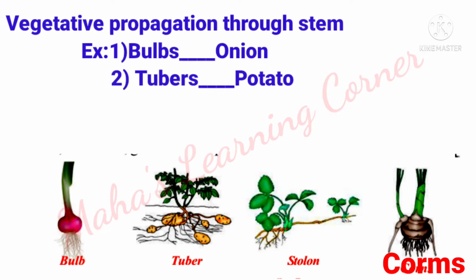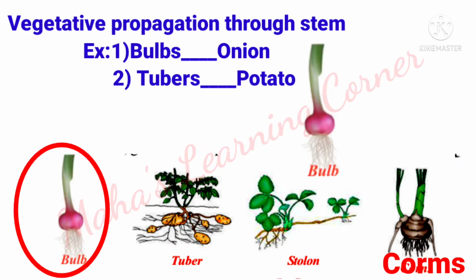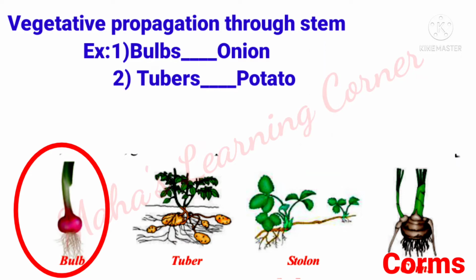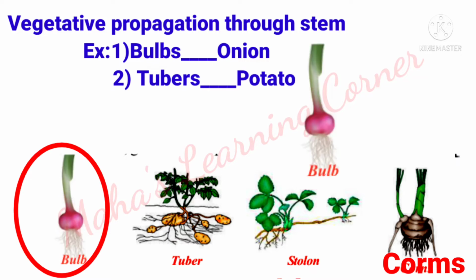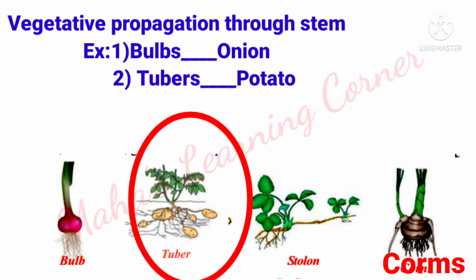Vegetative propagation through stem. First one, bulbs. Example, onion. This is a modified stem. Through this we can propagate onion plants. Second one, tubers. Example, potato. These are also modified stems.